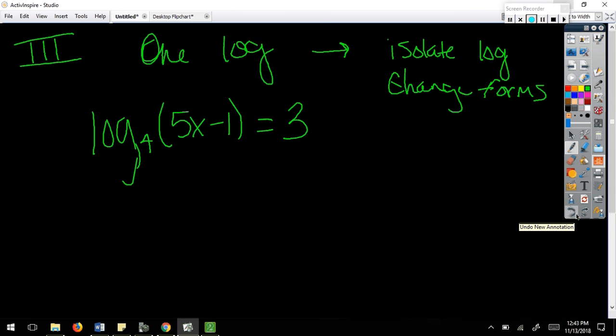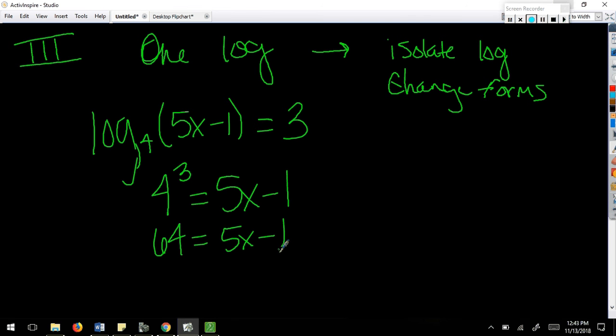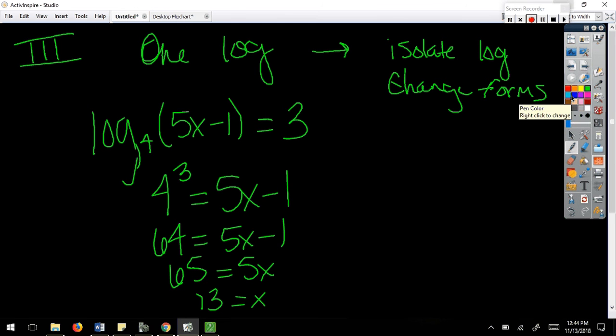All right, change the form. 4. Right? So I have 64. Go ahead, Isis. What were you about to say? Add the 1. Justin. I changed it to exponential form.